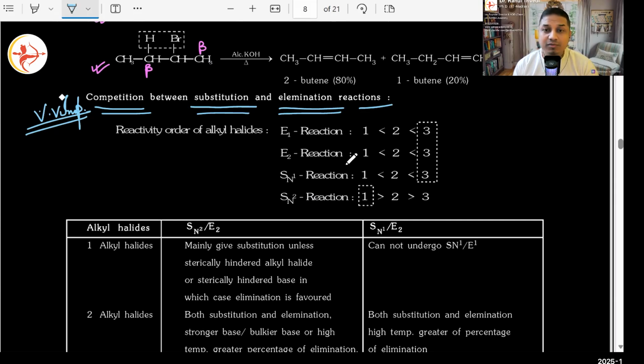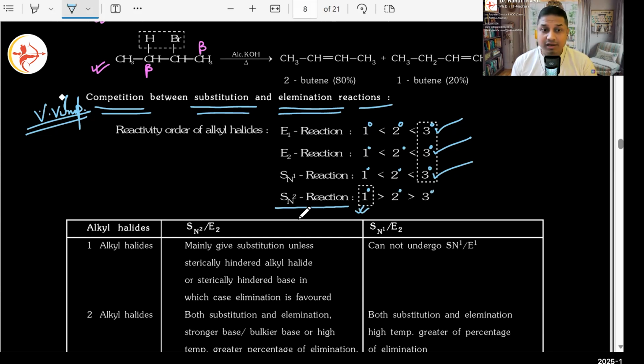So what do we learn from here? Whenever these are all degrees, 1 degree, 2 degree, 3 degree alkyl halides, we know the E1 reaction will happen. 3 degree alkyl halides will be most preferable. Yes or no? Highest reactivity will be there for that. E2 also, same, 3 degree alkyl halides. SN1 also, same, 3 degree alkyl halides. I hope it is clear. Only when it comes to SN2, the 1 degree alkyl halide will have the highest reactivity order.